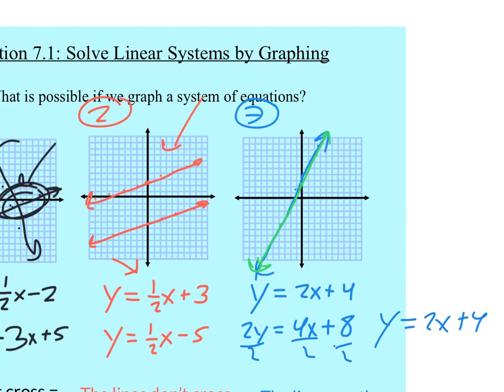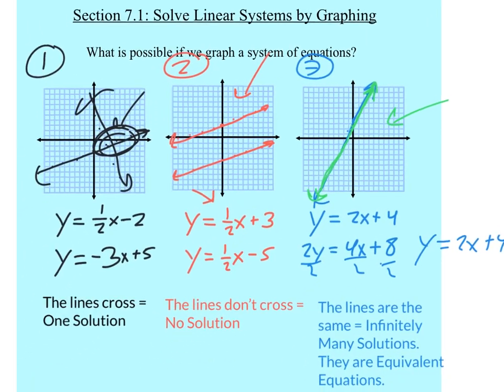This kind of system is a little different. Since the lines are exactly the same, remember what we're trying to find for a system? We're trying to find points that both equations have in common. Well, in this case, since the lines are right on top of each other, they have infinitely many solutions. So, going down just a little bit, here's what you should write in your notes too.